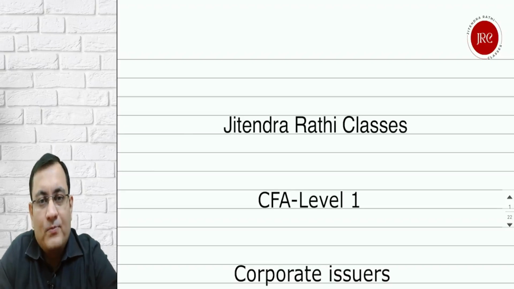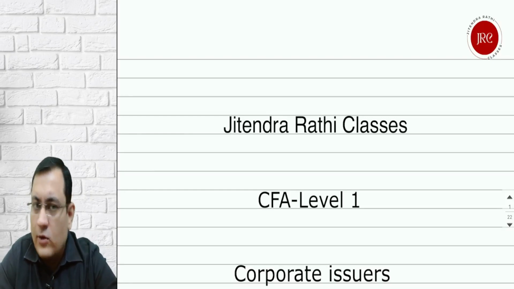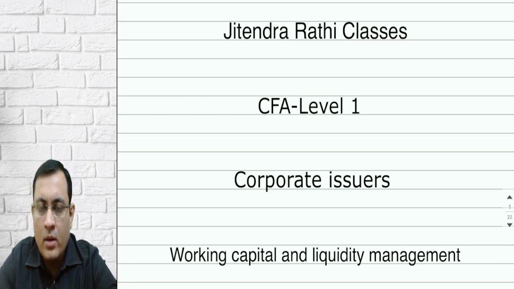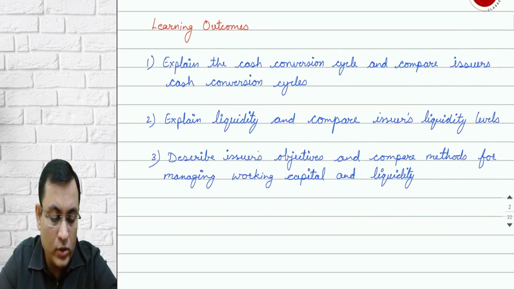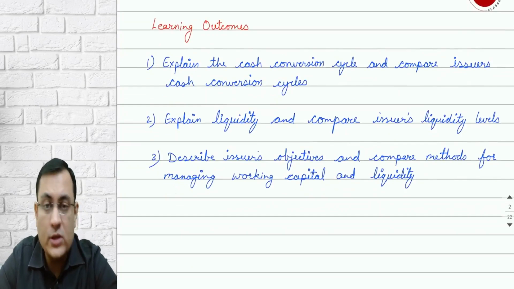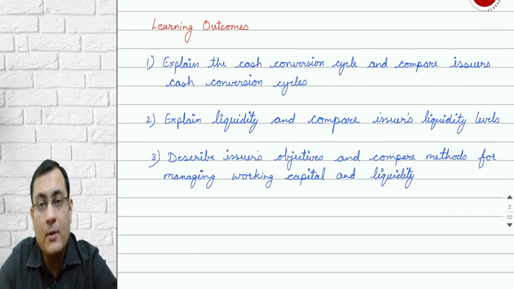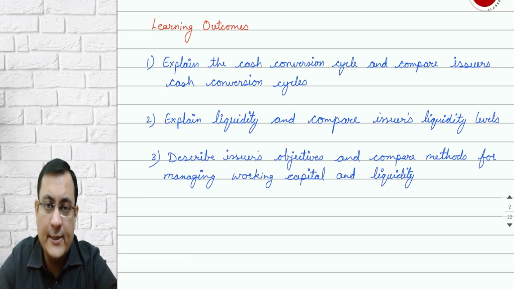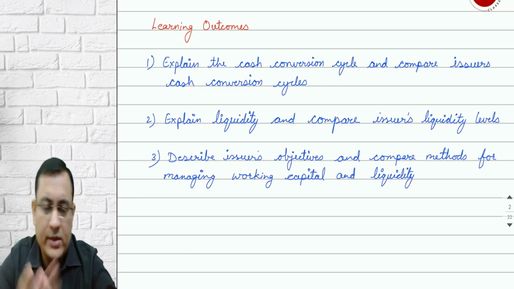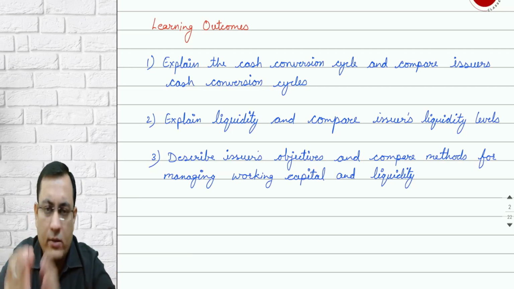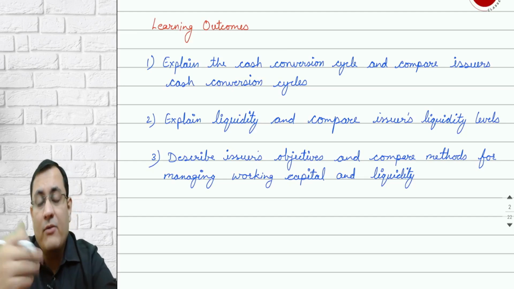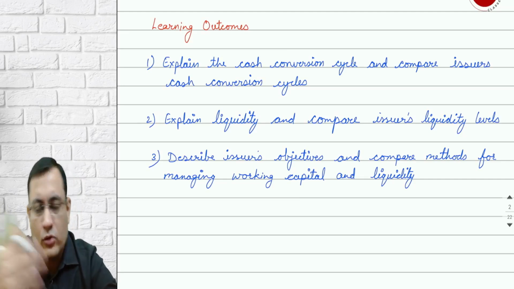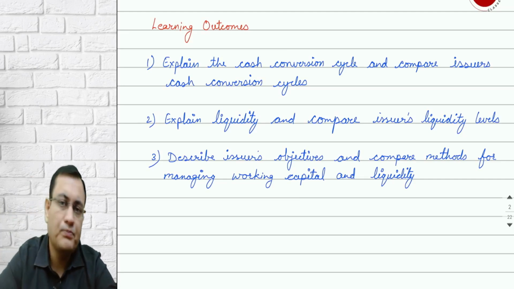Hello friends, now we are going to start the last topic of our learning module, working capital and liquidity management. Here we are going to discuss the third learning outcome: describe issuers' objectives and compare methods of managing working capital and liquidity. So we will be discussing various methods and policies of managing working capital, which include aggressive, conservative and moderate policy. And then why we are following this policy, what objectives an enterprise wants to achieve by following those policies, that is what we are going to discuss.